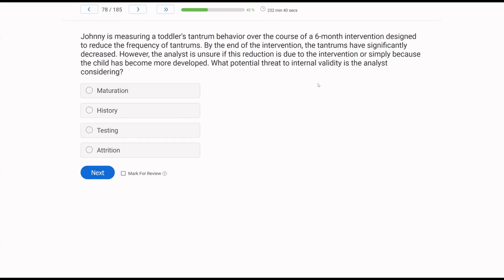Johnny is measuring a toddler's tantrum behavior over the course of a 6-month intervention designed to reduce the frequency of tantrums. By the end of the intervention, the tantrums have significantly decreased. However, the analyst is unsure if this reduction is due to the intervention or simply because the child has become more developed. What potential threat to internal validity is the analyst considering?